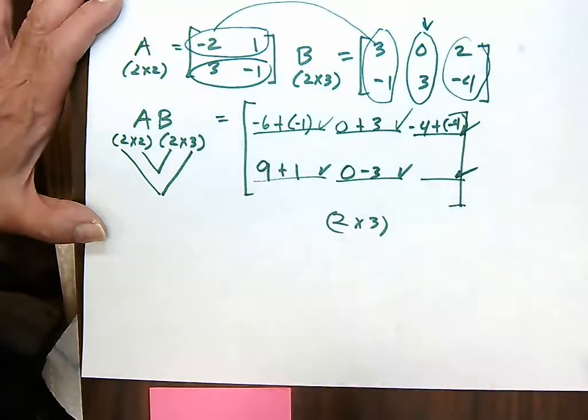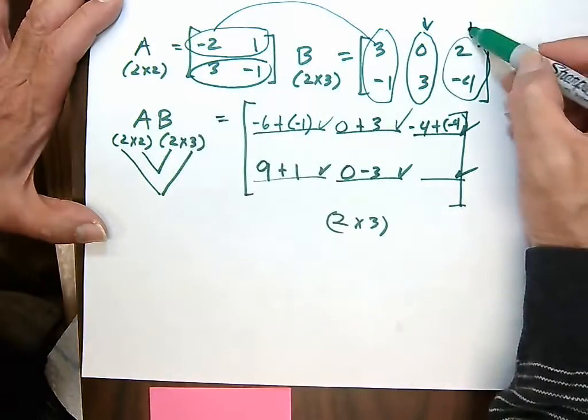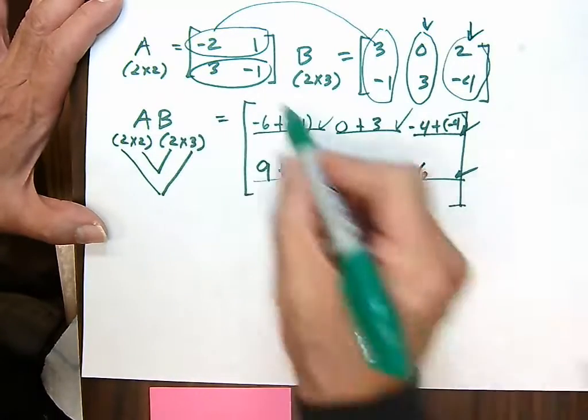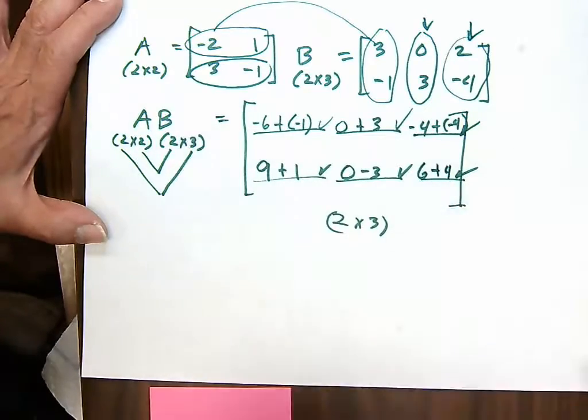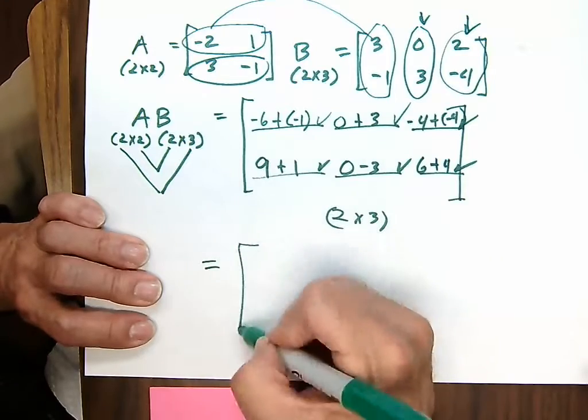And the last element, second row, third column. I use the second row of the lead matrix, third column of the lag matrix. So go 3 times 2, which is 6, plus a minus 1 times a minus 4, which is a plus 4. So let's just see if we can figure out what each of these elements will be in this product matrix.